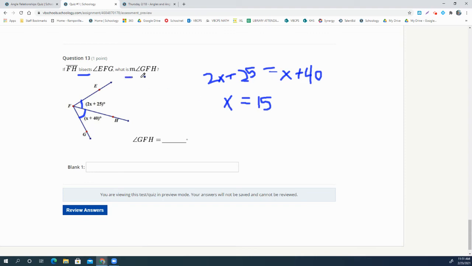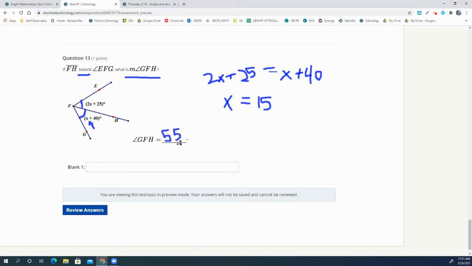What's the question asking us? What's that little m mean? I do have to find the angle. That little m, we read measure of angle GFH. So from G to F to H is this piece right here. So I'm going to add my 15 to 40. So 15 plus 40 is 55.